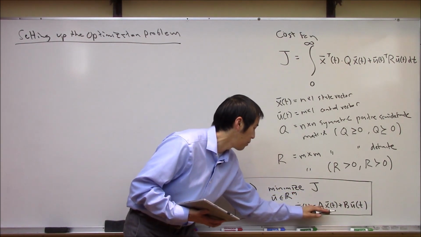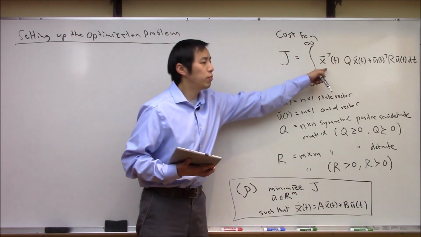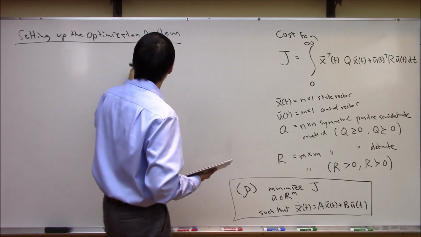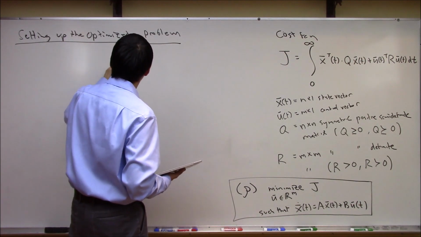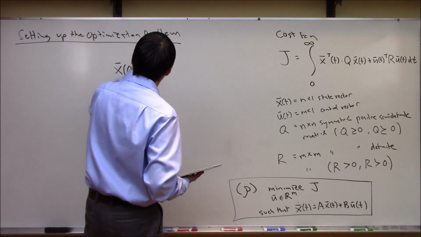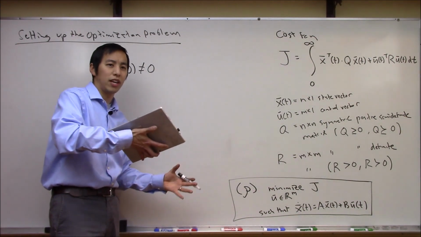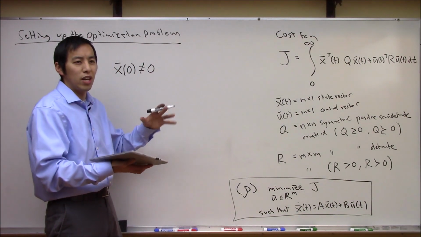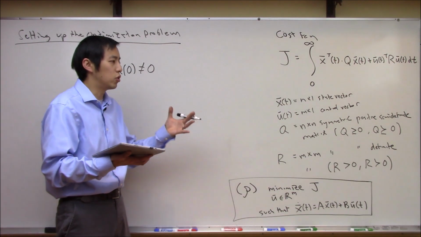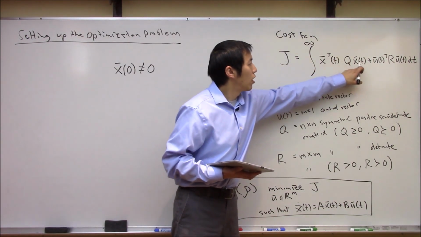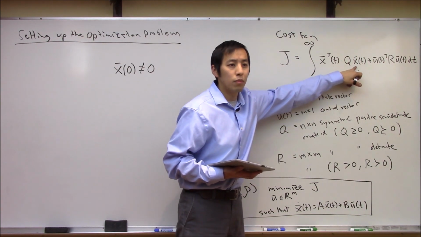Ignore the constraint maybe for now, right? How would you make this minimal here? So for example, assume that your satellite had some non-zero initial condition, like x of 0 was not equal to 0. In other words, your satellite was cocked over at some weird orientation and some weird position, something that you didn't want here, right? So this term is non-zero at time 0, right?